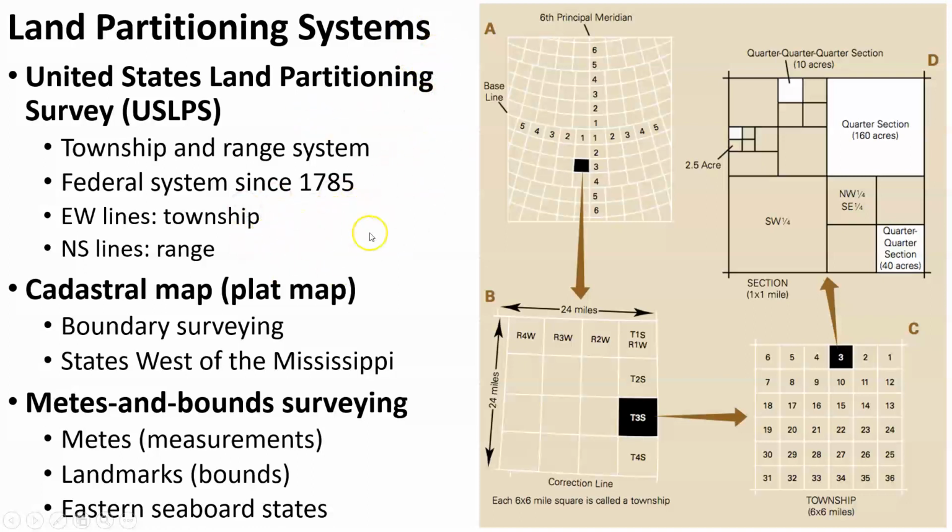eastern United States. Cadastral mapping is more common in areas west of the Mississippi, and this is used for boundary surveying, also known as plat mapping. And we also have often a metes and bounds surveying system in which measurements are also identified with bounds and landmarks, and this is also common in the eastern United States.